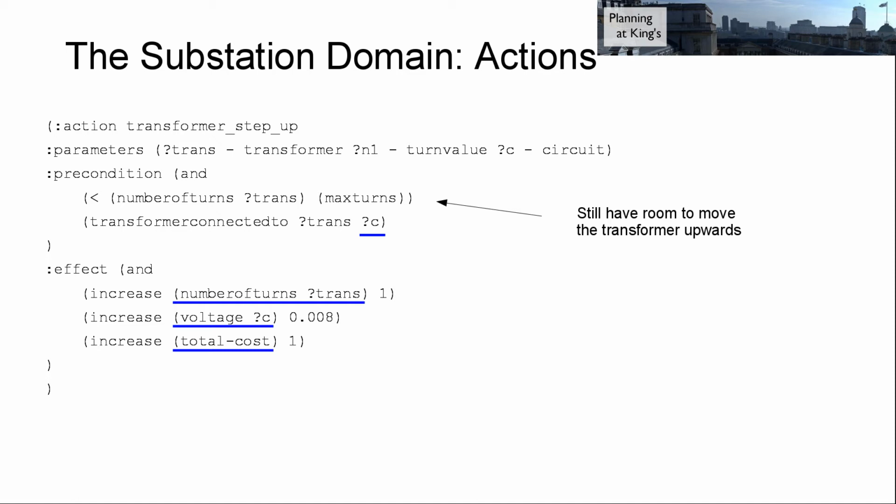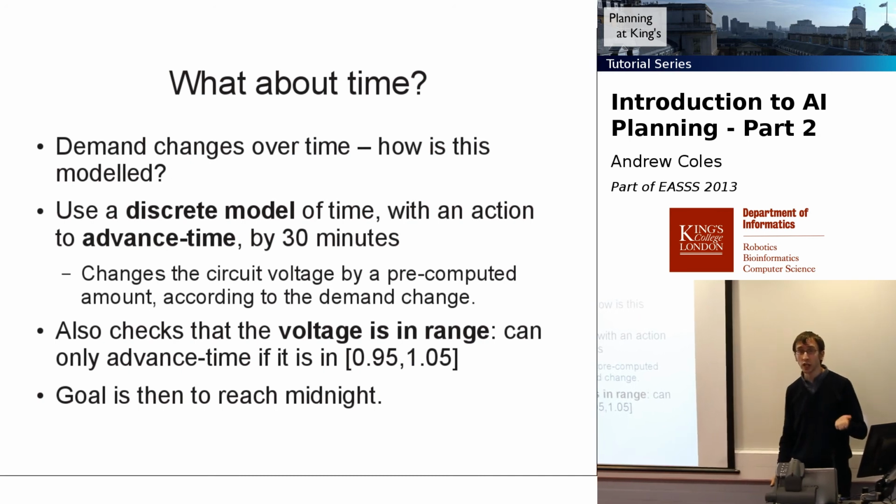Now, what about time? Well, the demand changes over time. It changes throughout the day. So fundamentally, in our plan, we need some model of time. We need to be able to say, when is it that you need to switch this transformer step or switch this mechanically switched capacitor into or out of the circuit.